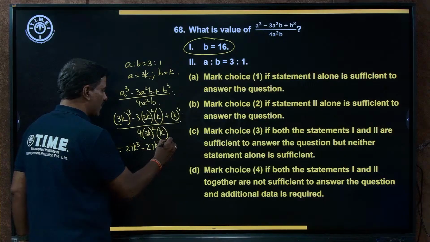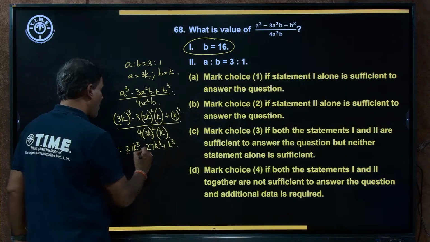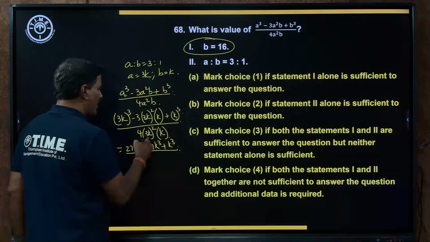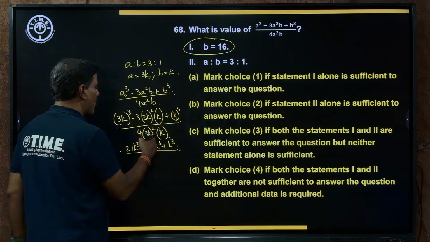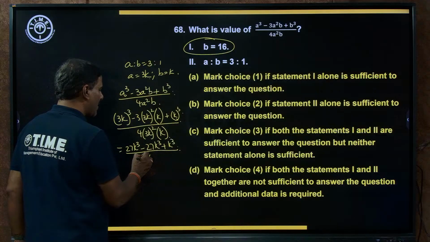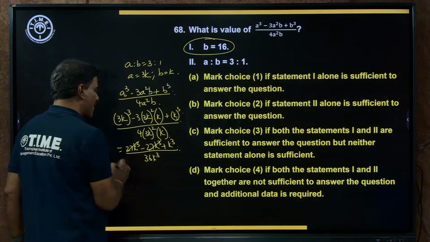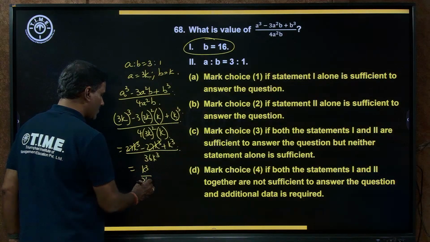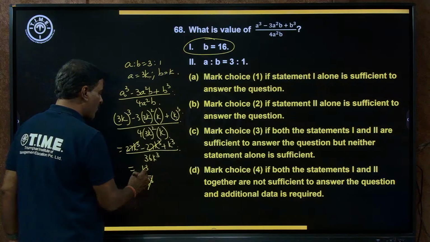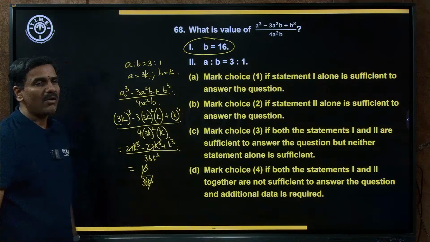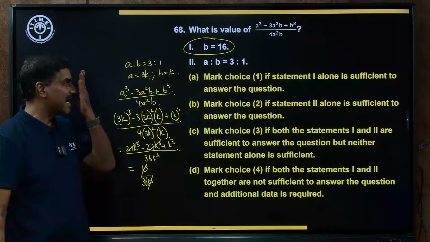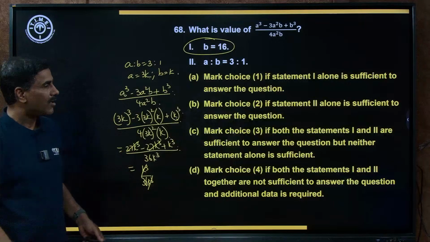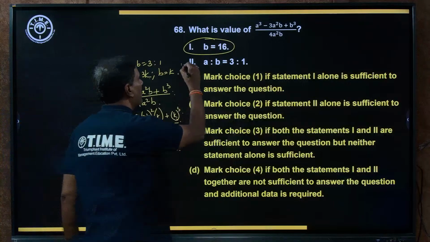Cancel by k cube. Denominator will be what? 4 into 3k whole square will be 9k square. 4 9 36, so 36k square into k cube, 36k cube. So when these two cancel, we will be left with k cube by 36k cube. What we understand then? K cube if you are cancelling, we can find the answer as 1 by 36. Are we getting the exact value for the expression? Yes. From where? Second statement. So what we understand?